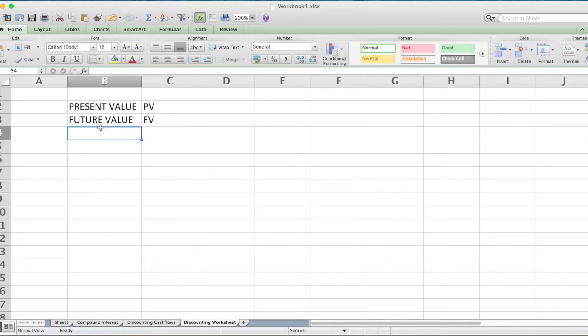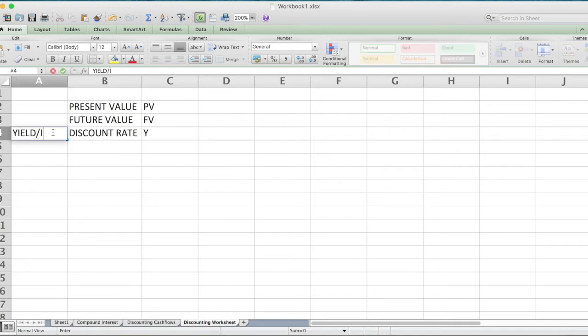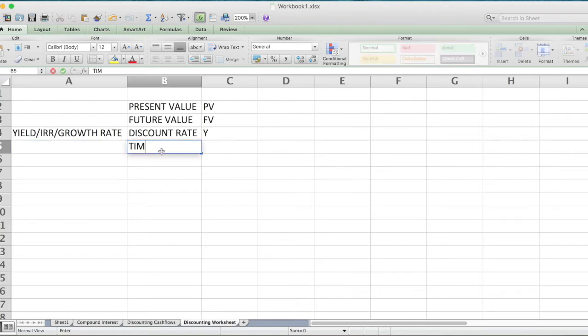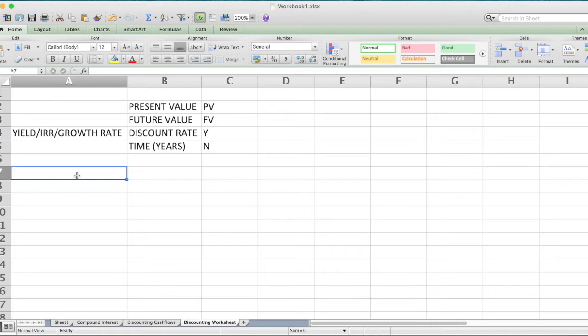So we start with the future value. We also generally have a term that I'll call the discount rate, but the discount rate goes by many names. It could also be called yield or interest rate or IRR. So I'm just going to write that here as a reminder. IRR, it could be called a growth rate. Those are just different terms for a discount rate. And then finally, we generally have a variable for time. In the simplest case, which we'll do with this example, we'll talk about years, but it could be other time periods. Now those 4 variables are put together to create the discounting cash flows formula in the following way.